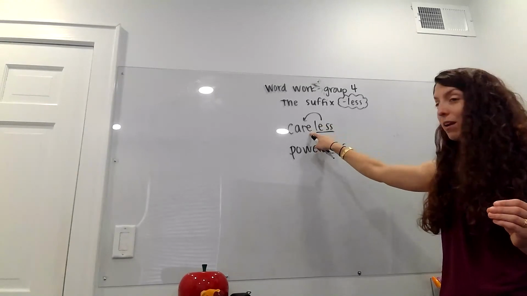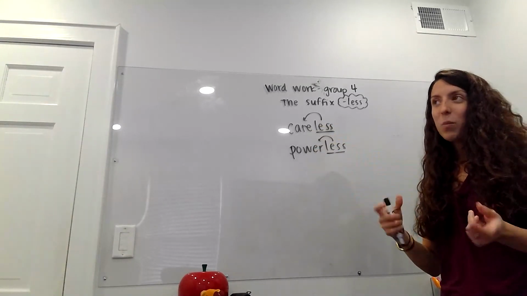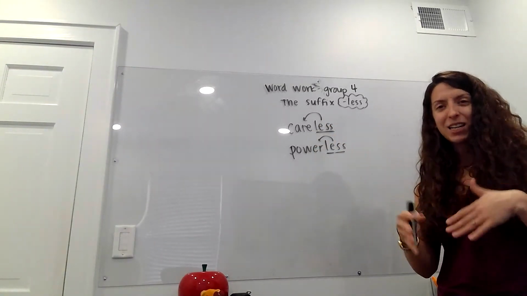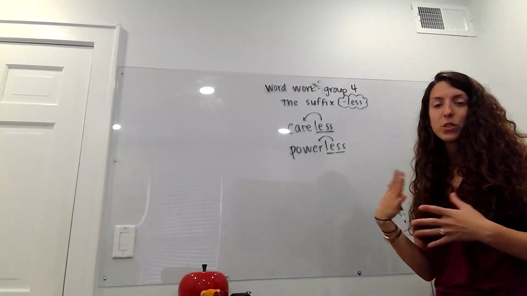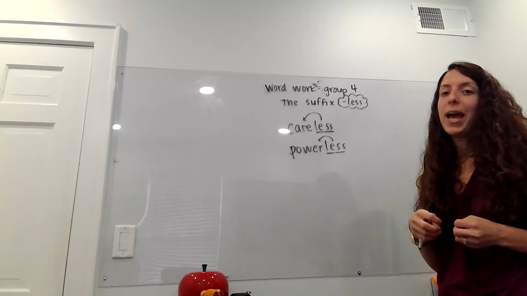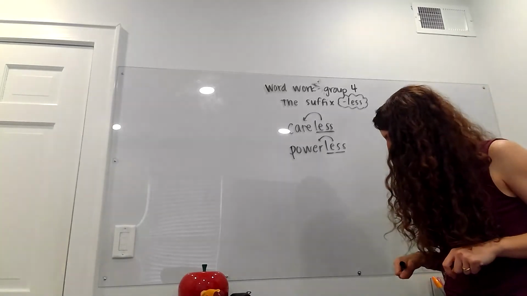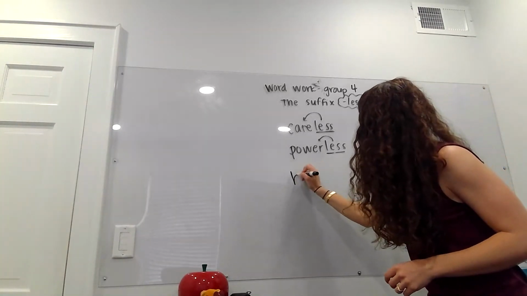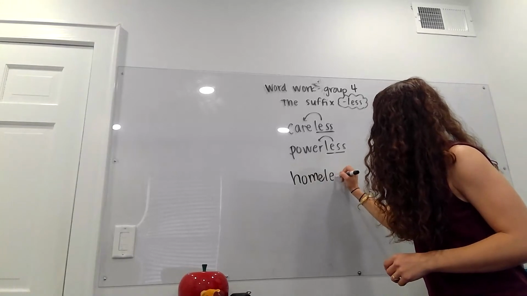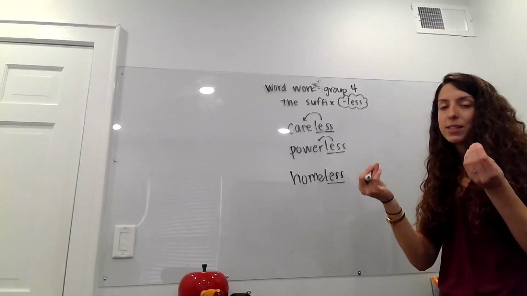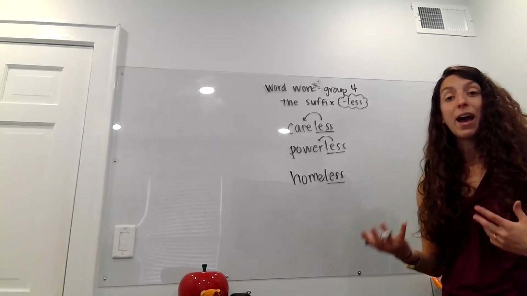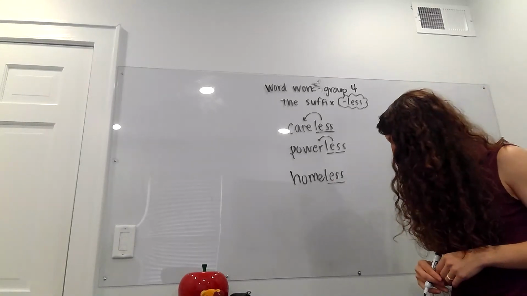So we don't have cares, we don't have power. It's almost like a negative. You know how we have the un and the non prefixes? These are kind of the same idea. So less is added to take away that thing. For instance, homeless. If someone is homeless, they are without a home, sadly. We have the word home and then less put together, and it means that you don't have one. You don't have a home.